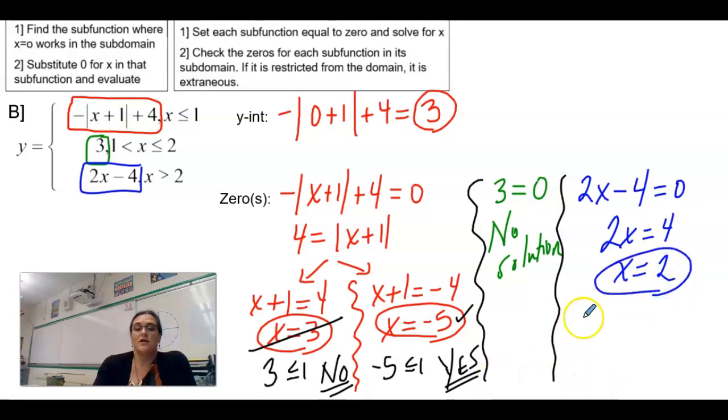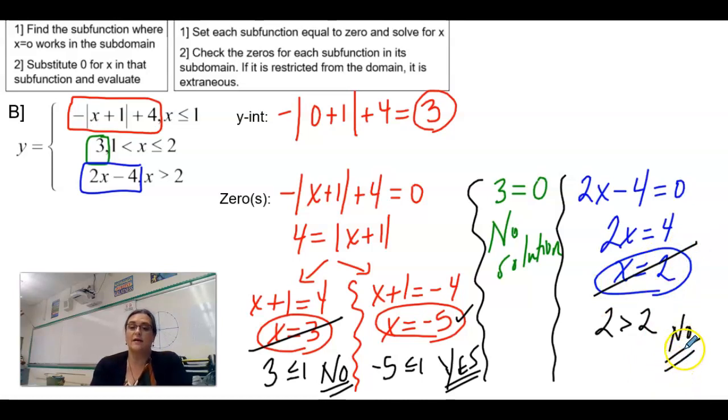So I want to check that against the subdomain for the linear subfunction. So x greater than 2 would be checking to see if 2 is greater than 2. And that is a no, right? 2 is not greater than 2. So I have to throw out that as a possibility, and that means I only have one real 0 in this piecewise function, and that's where x equals negative 5.